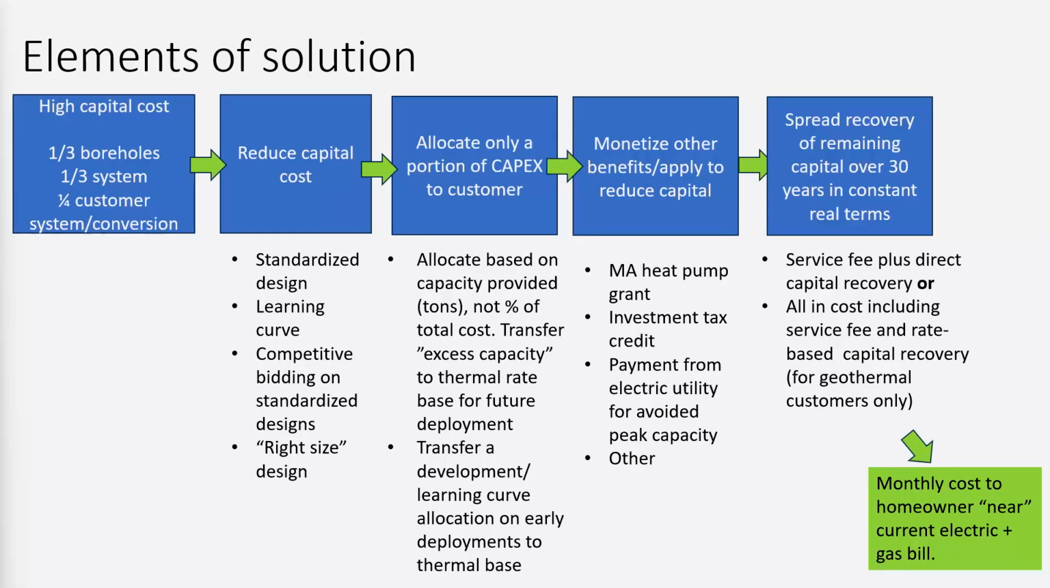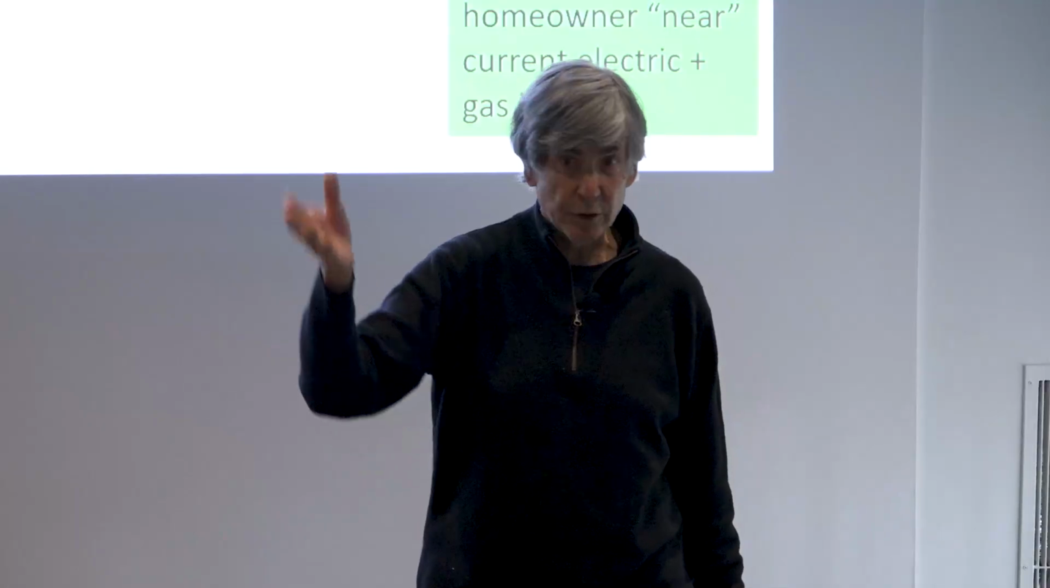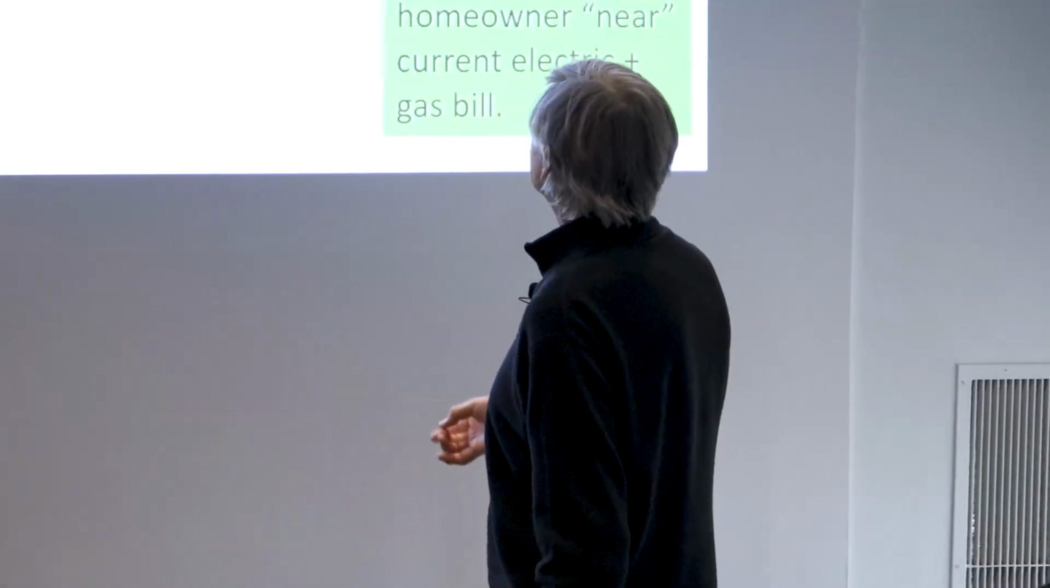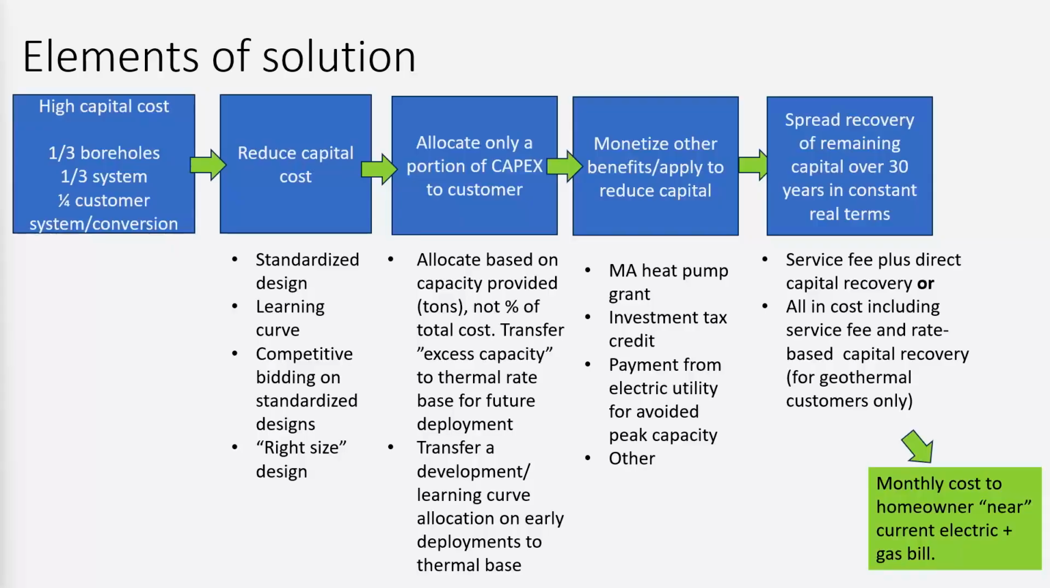Third, right, this is a lot of the discussion. How do we monetize some of these other benefits? How do we get a heat pump tax credit? How do we get an investment tax credit? How do we get some payment for the avoided utility investments? Those are huge. Monetize other benefits and apply.